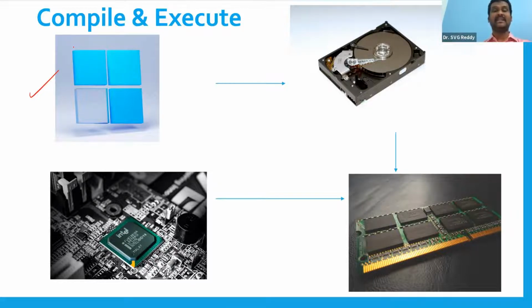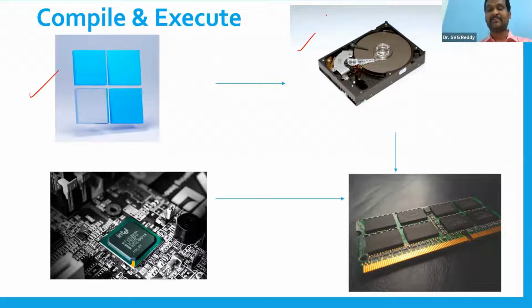So the operating system will take the compilation command. For example, I want to compile the program now. The program is already there in the hard disk, so that will be loaded into the RAM. The program add.c, which is there in the hard disk, will be loaded into the RAM.